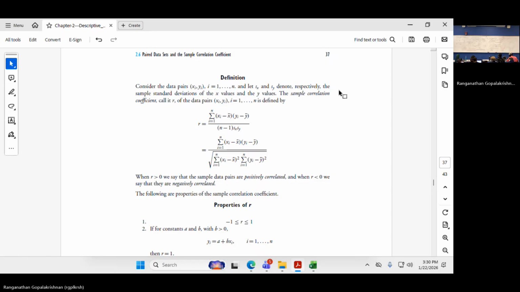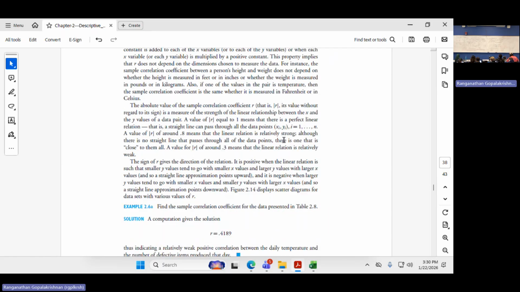One second. So obviously doing this R calculation without Excel or MATLAB is not very convenient. It's not the point. I'm not going to make you do this calculation. But what I want you to understand is, by looking at the value of R, whether it is closer to 0 or closer to 1 or -1, I want you to be able to understand the correlation between variables.